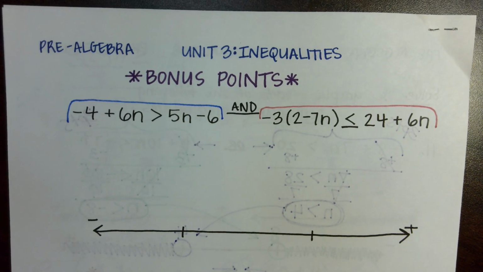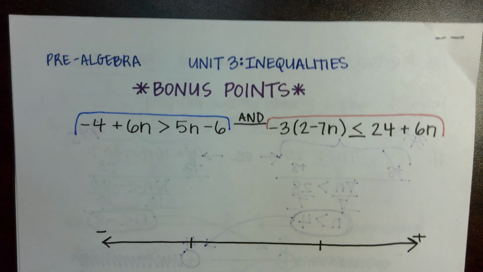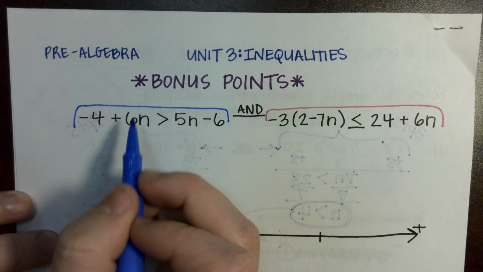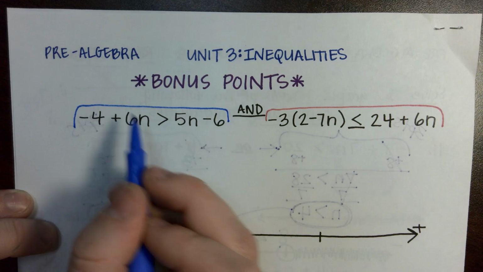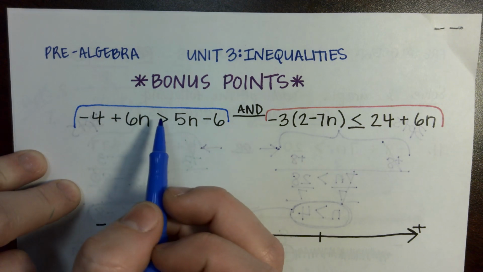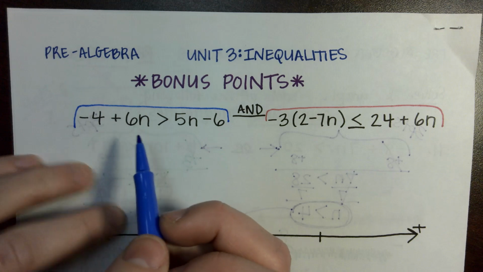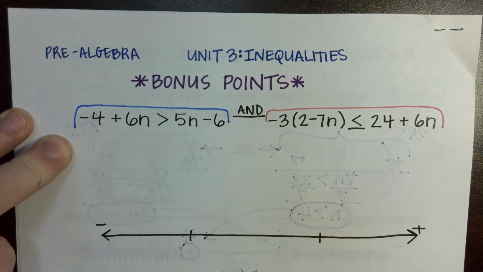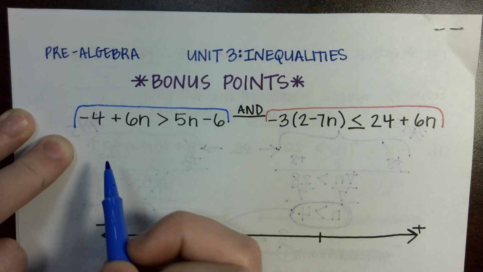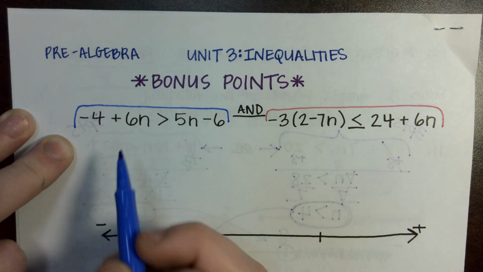First of all, whenever you are solving an inequality, you really always want your n's to be on the left side of your equal sign or your greater than, less than. That way you can read it as n is greater than a number, n is less than a number, n is less than or equal to a number. We don't want a number is less than n. We want n to come first.